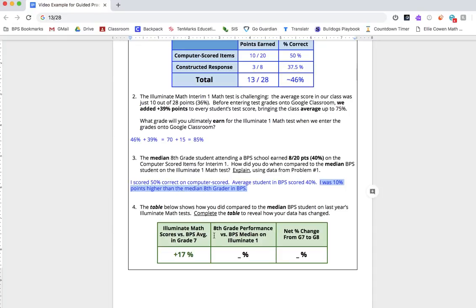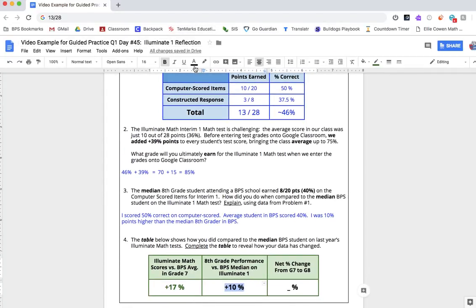You're going to look at how you were doing with that same data point in 7th grade. See, for this student, when they were in 7th grade, on average for the Illuminate math test they were 17 percentage points higher than the median BPS student. This year, scoring plus 10 percentage points, or 10 percentage points higher than the average BPS student. So we're going to go ahead and change that to green after we put that in there, because that's still above the average student. That's still a strong data point, something we can be happy about.